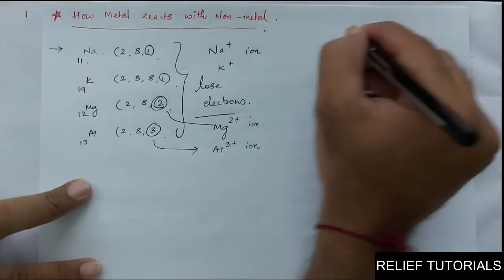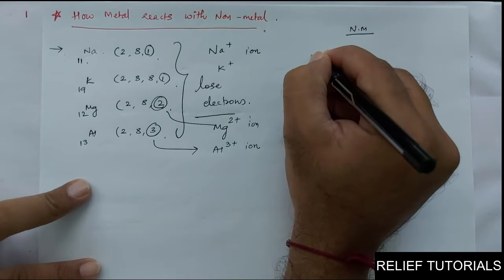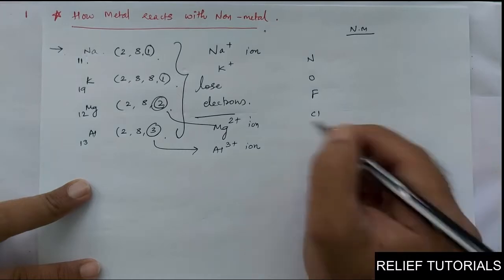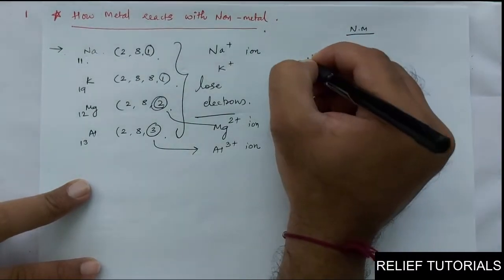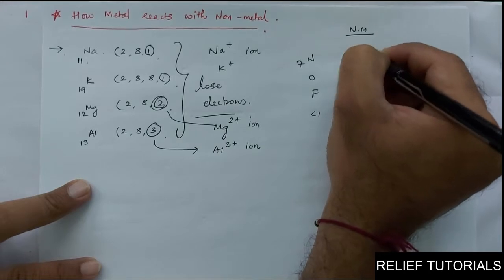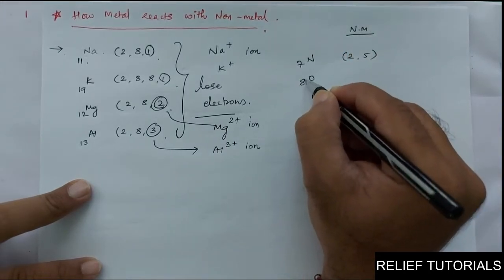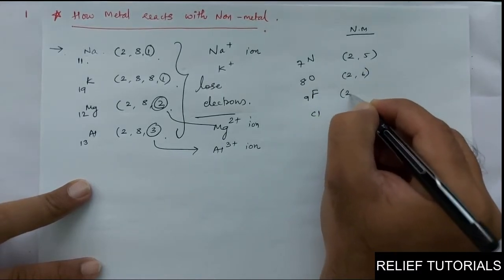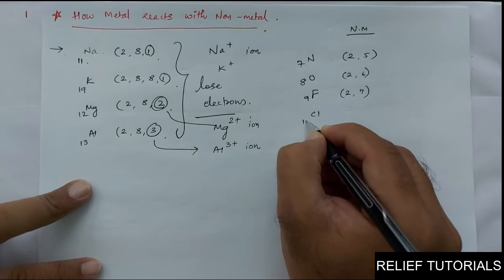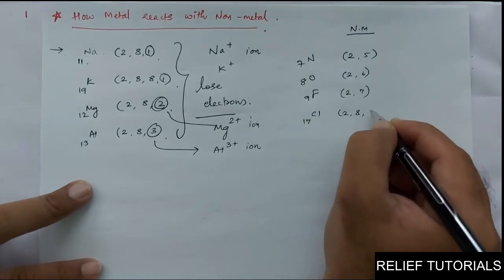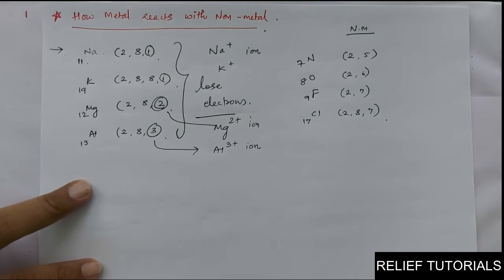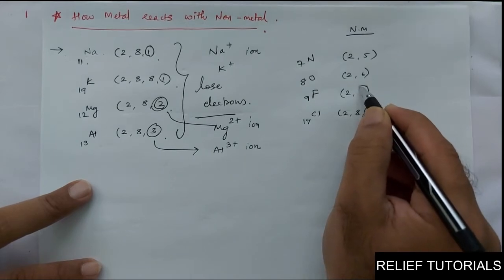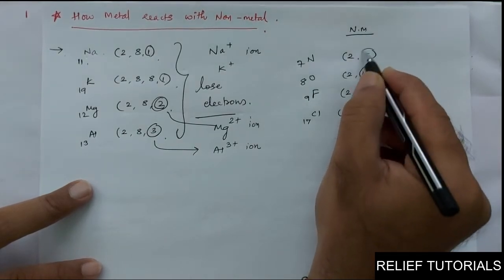If you take some examples of non-metals, let us say nitrogen, oxygen, fluorine, chlorine and many such. Nitrogen atomic number 7, so its configuration is 2,5. Oxygen atomic number 8, so its configuration is 2,6. Fluorine atomic number 9, so 2,7. Chlorine atomic number 17, so it's 2,8,7. By observing the electronic configuration, chlorine has 7 electrons in its outermost orbit. Fluorine also has 7, here is 6, here is 5.